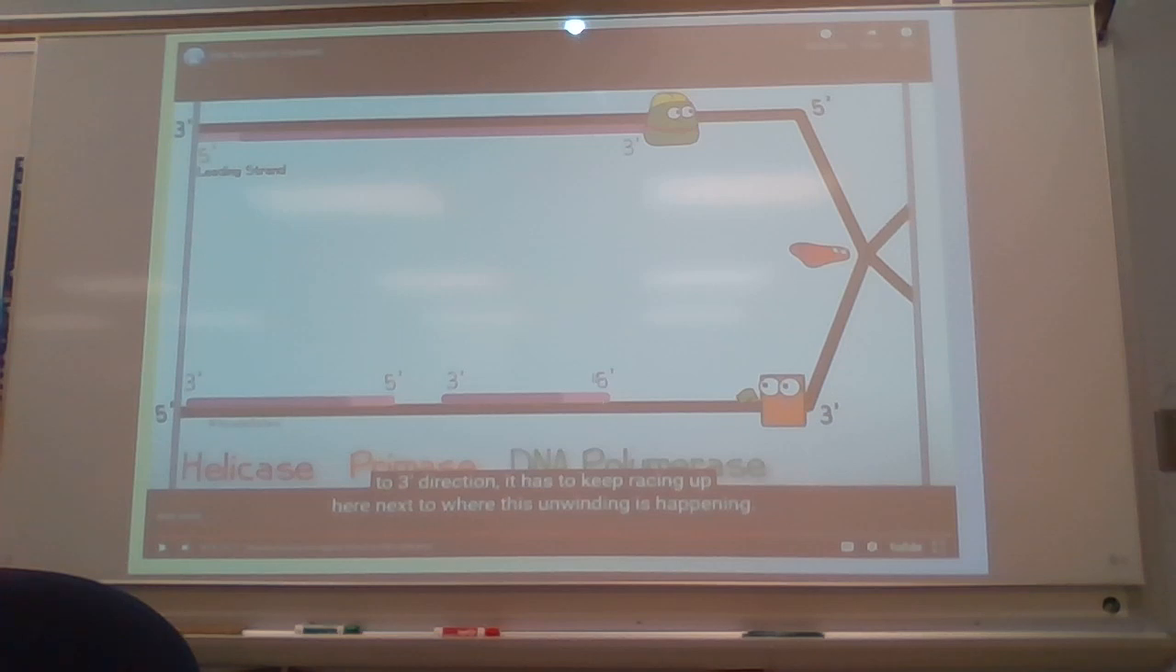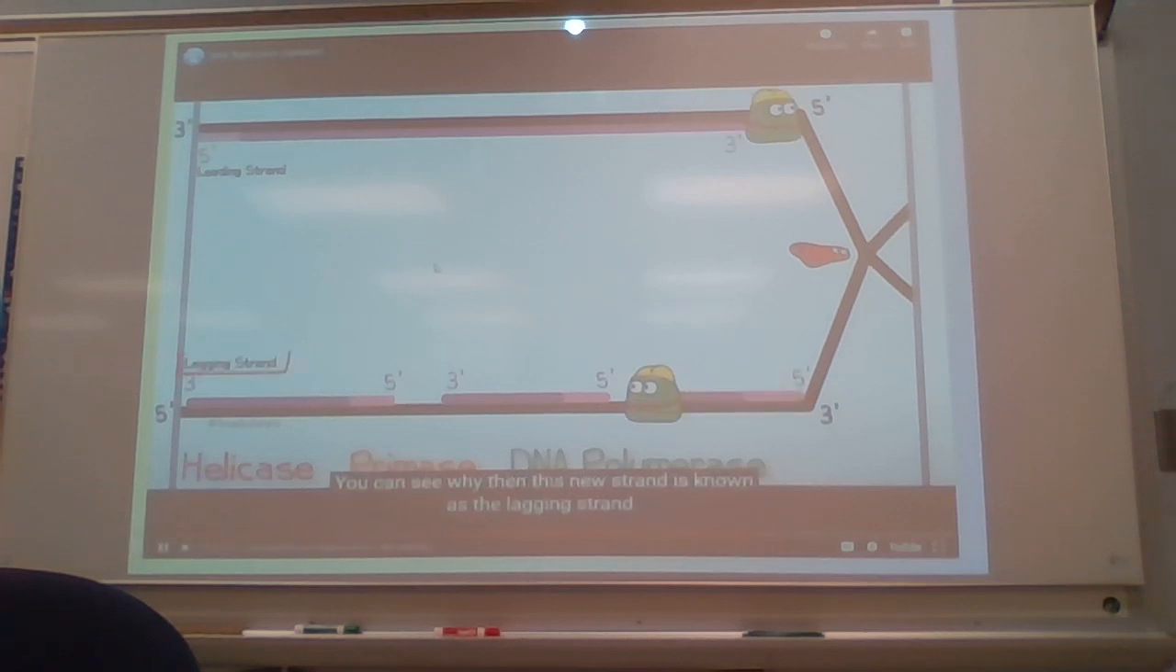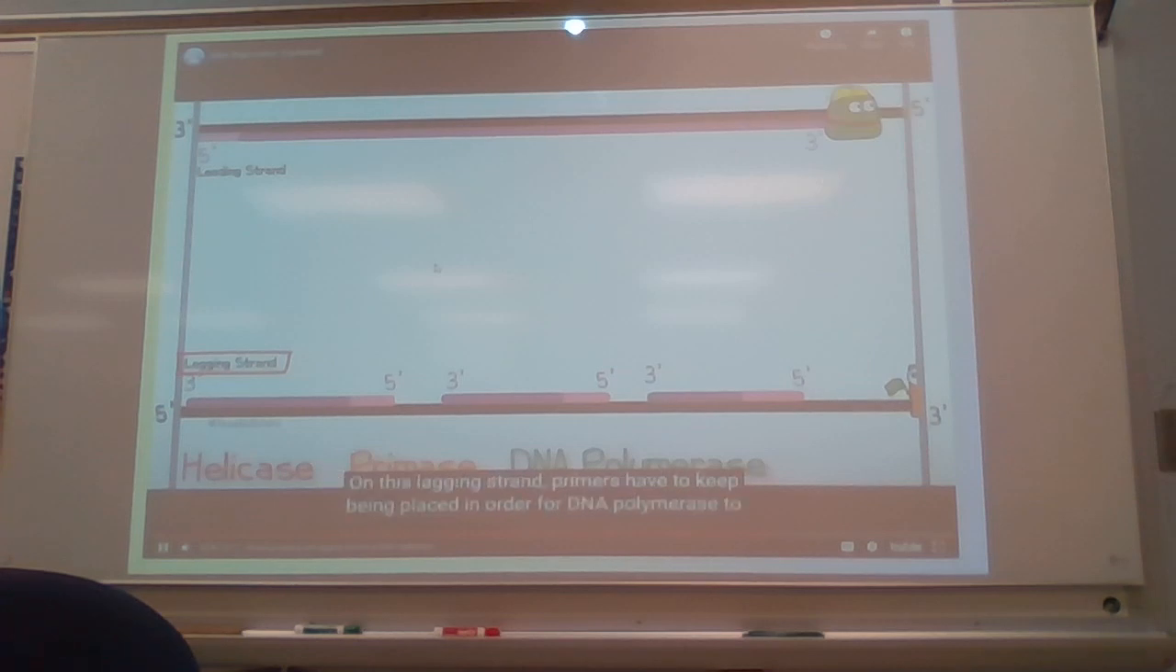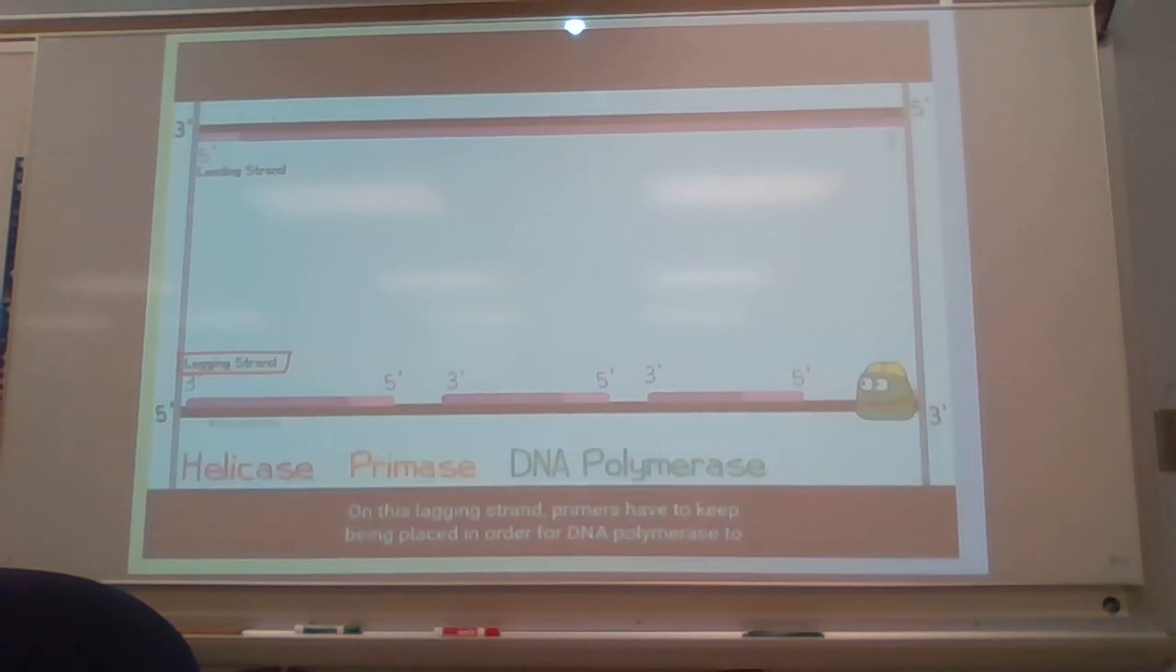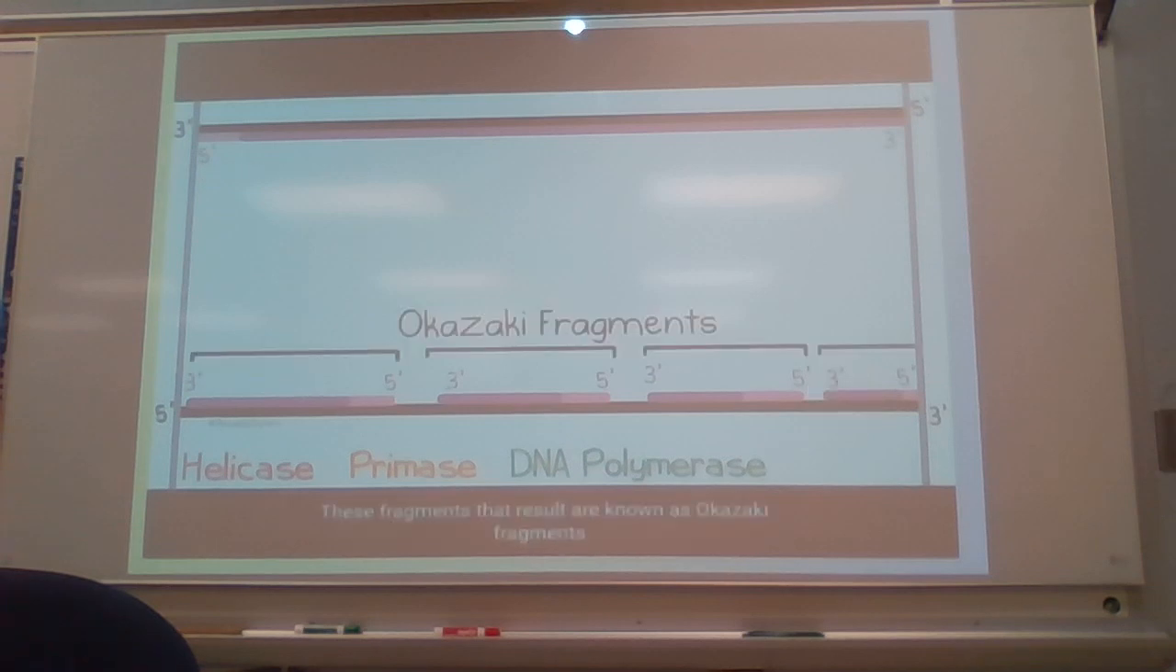Down here, since we have to add in the opposite direction, when more DNA opens up, we have to start over again, right? We have to go ahead a little bit and then work backwards. And so that's why we have the lagging strand on the opposite side. You can see why this new strand is known as the lagging strand. On this lagging strand, primers have to keep being placed in order for DNA polymerase to build. These fragments that result are known as Okazaki fragments.